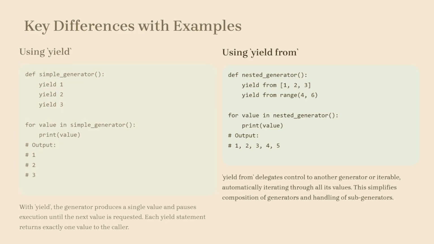We also have yield from, where we define a nested generator where we have yield from some list, and then another one within parentheses, and then we have a for value in the nested generator function again. So this yield from delegates control to another generator or iterable, automatically iterating through all its values, and this simplifies composition of generators and handling of sub generators.